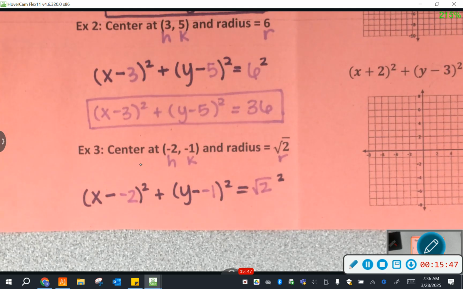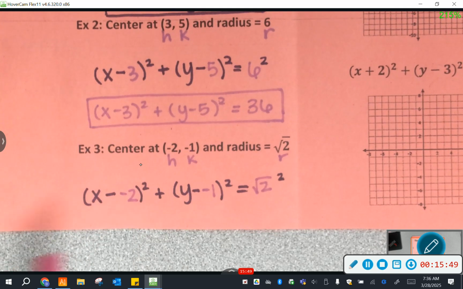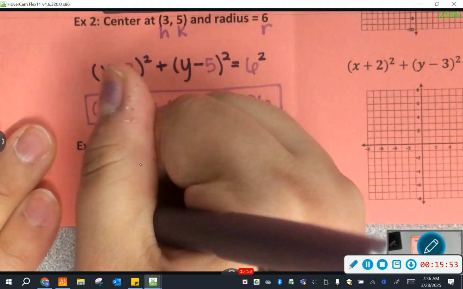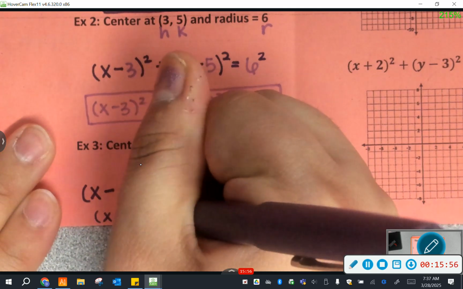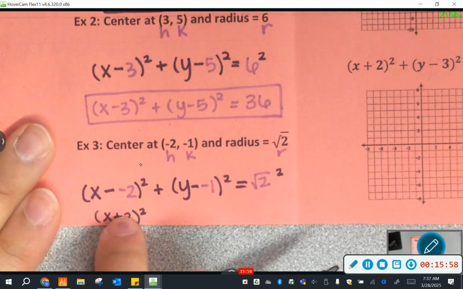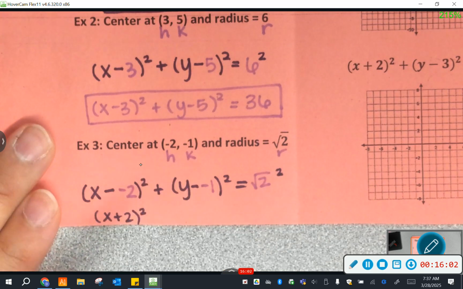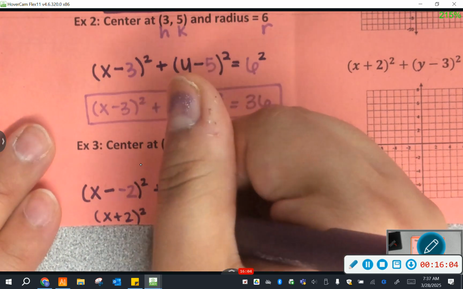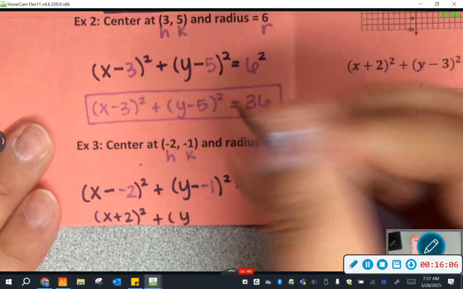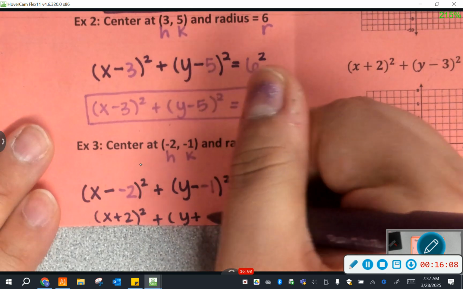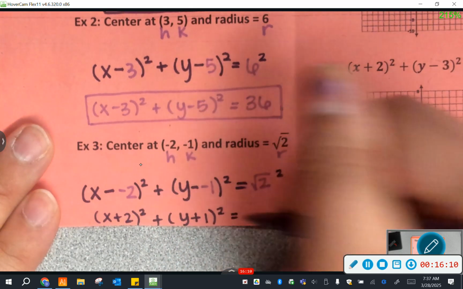Yep, and we'll talk about that. Now, when you have two negatives, what happens? They turn positive. So this is going to actually be x plus 2 squared. Whatever is in your parentheses should be the opposite sign of what h and k are. Plus y plus 1 squared. And y'all are right.